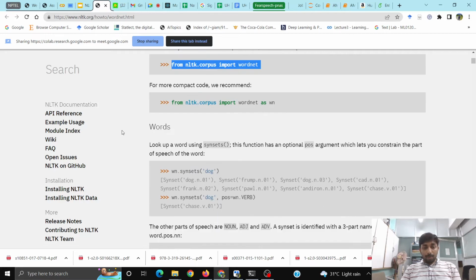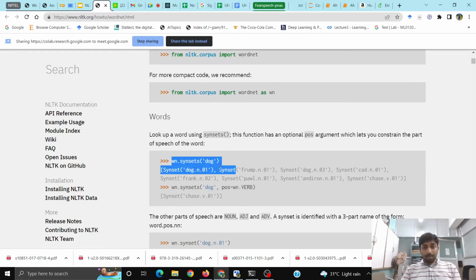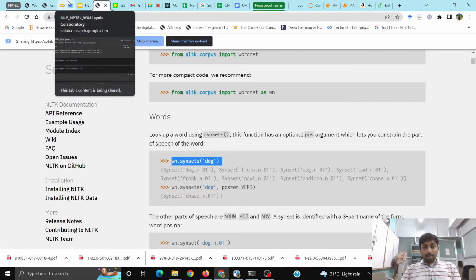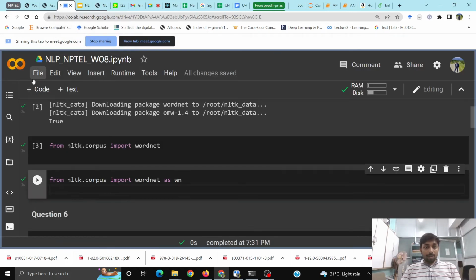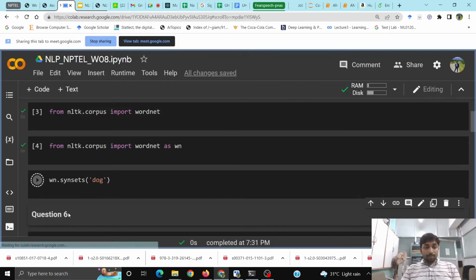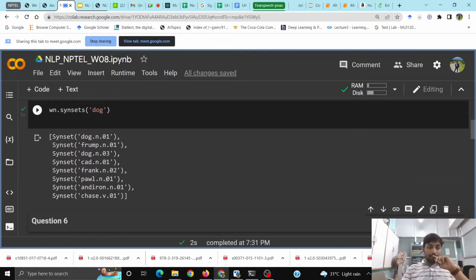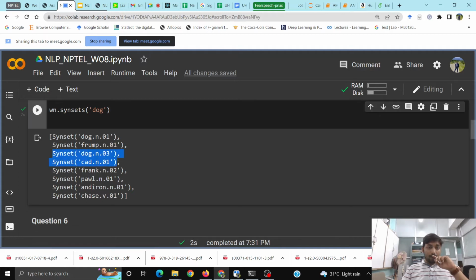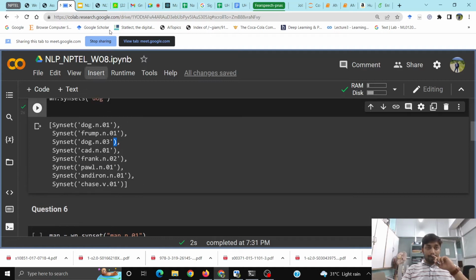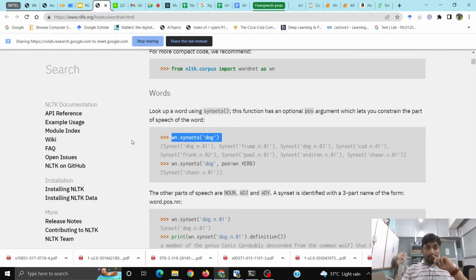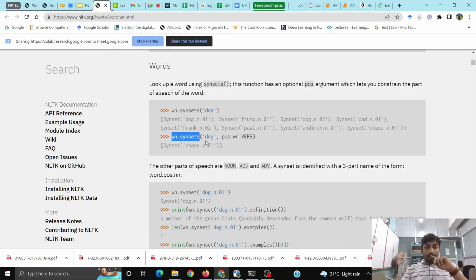Now let us try one. First we will try to find the synonyms of the word dog. Yeah, so these are the synonyms of dog. You can see that dog is also one part of it, and there are different uses of this. Let's say you want to find the verb part or sense.